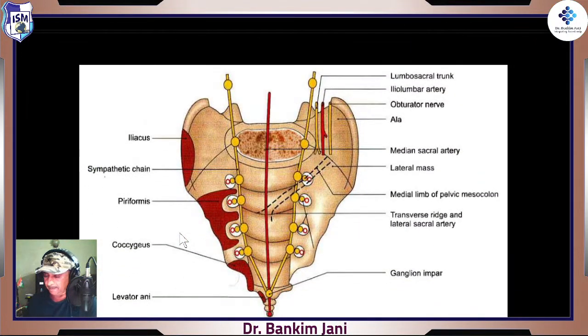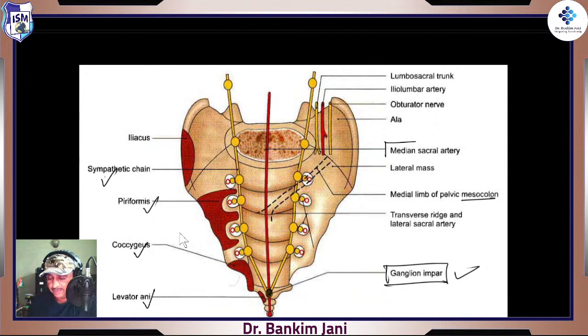Here are all the structures we talked about. First we see this ganglion impar, right? See, here it is. That's the sympathetic chain, so both the sides terminate at this point. Here are levator ani, coccygeus, piriformis. These are the muscles which we are talking about, right? And then the transverse ridge, medial limb of pelvic mesocolon, right?